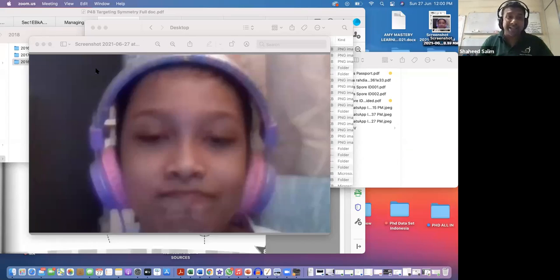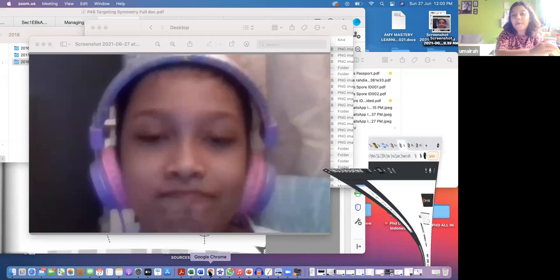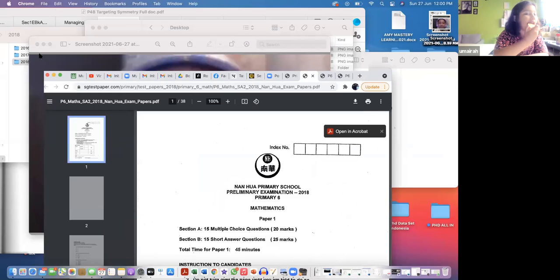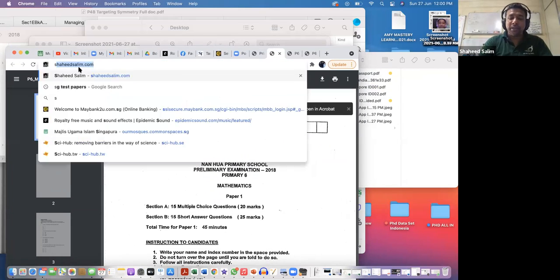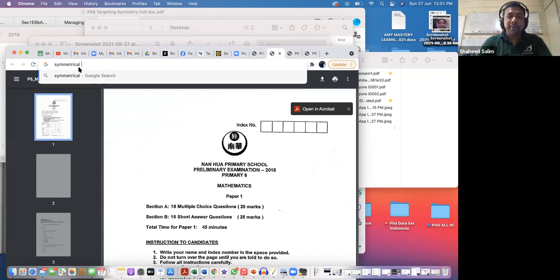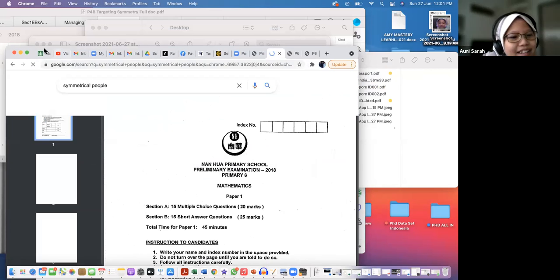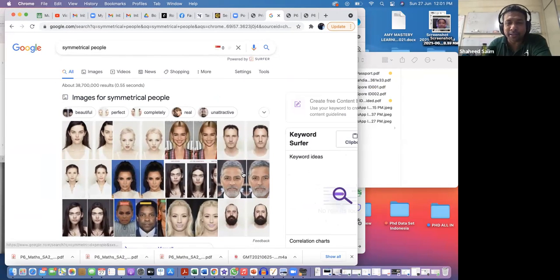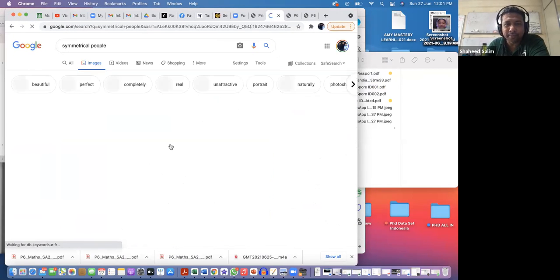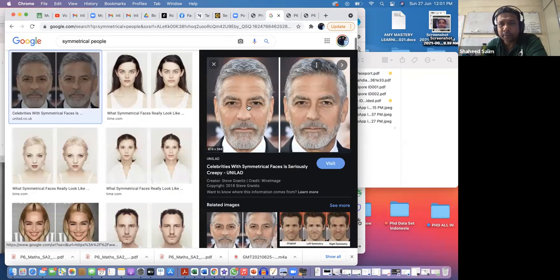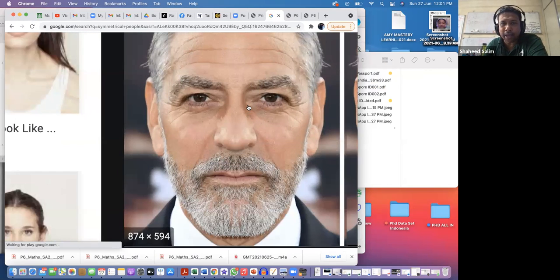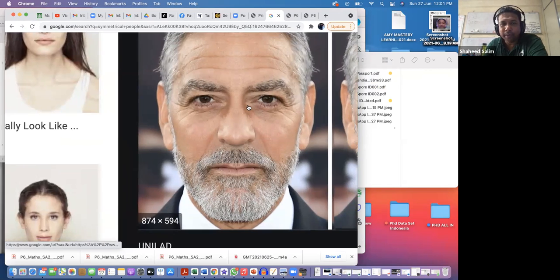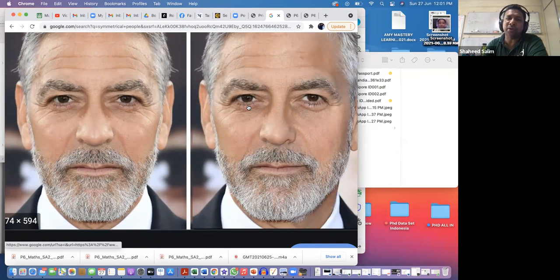Are you saying there's such a thing as symmetrical people? I just want to know. Okay, let us see. Can you see the screen? Symmetrical people. Are they impossible? Let me see. If this one, that means it's a mirror image. We look at this one. This is the original. If you make it symmetrical, no, this is original.